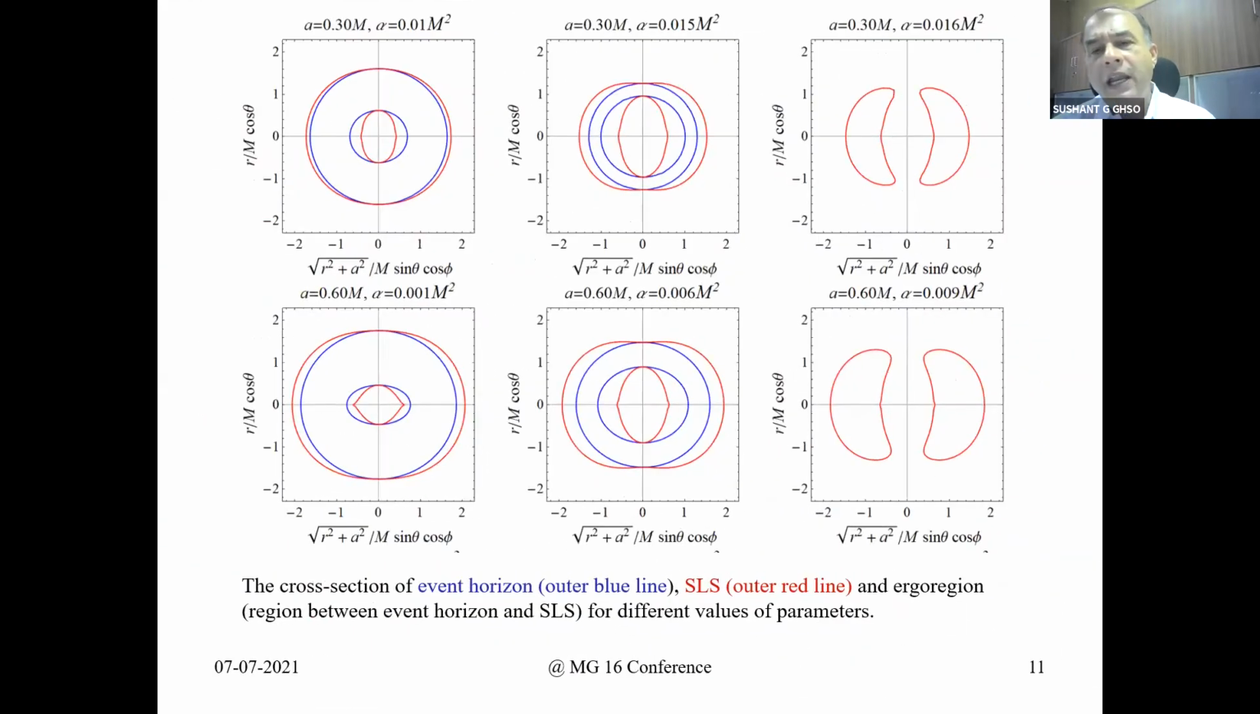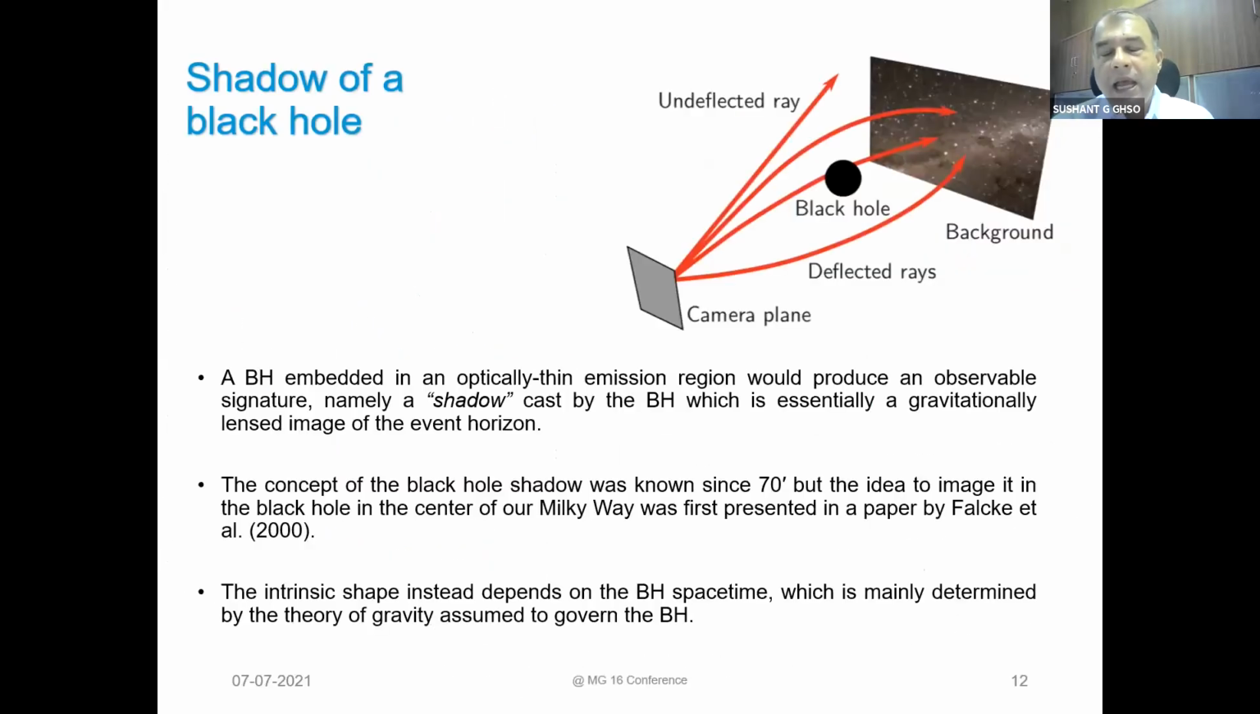And we have also identified the static limit surface, because that is important and it has an influence on the shadow. The inner blue line is the event horizon, whereas the outer red line is the static limit surface, and the region between is called the ergoregion. And that has an effect. It is affected by the Gauss-Bonnet parameter, and that's why it has a consequence on the so-called time-lapse process as well as on the shadow of the black hole.